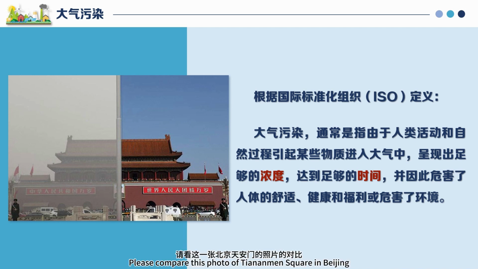Classmates, please compare this photo of Tiananmen Square in Beijing. On the left is haze. On the right is the blue sky. As professionals in environmental protection, we students need to protect our blue sky even more. Play a good defense battle for the blue sky.